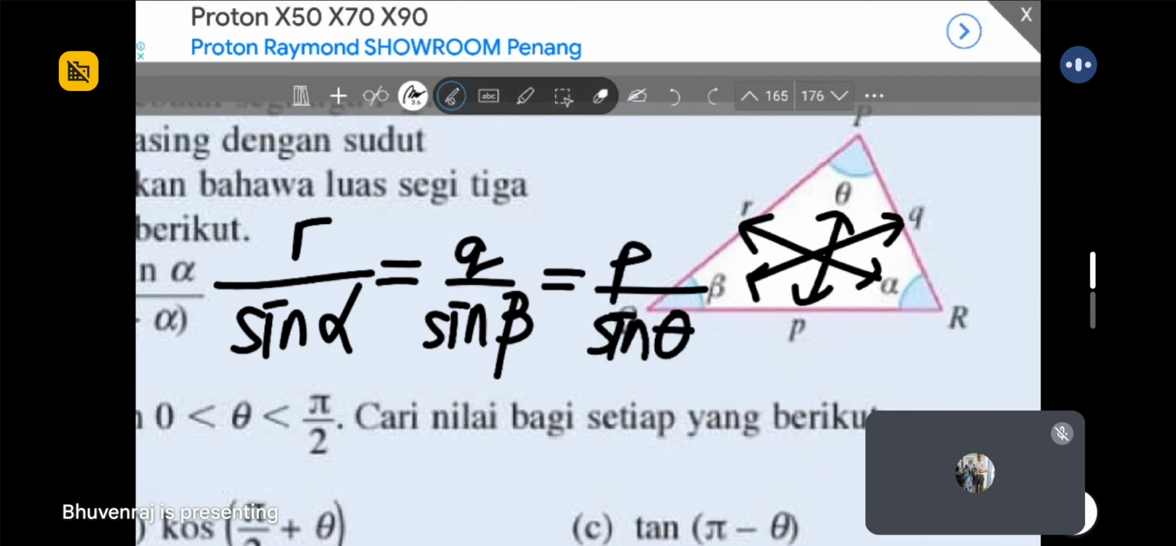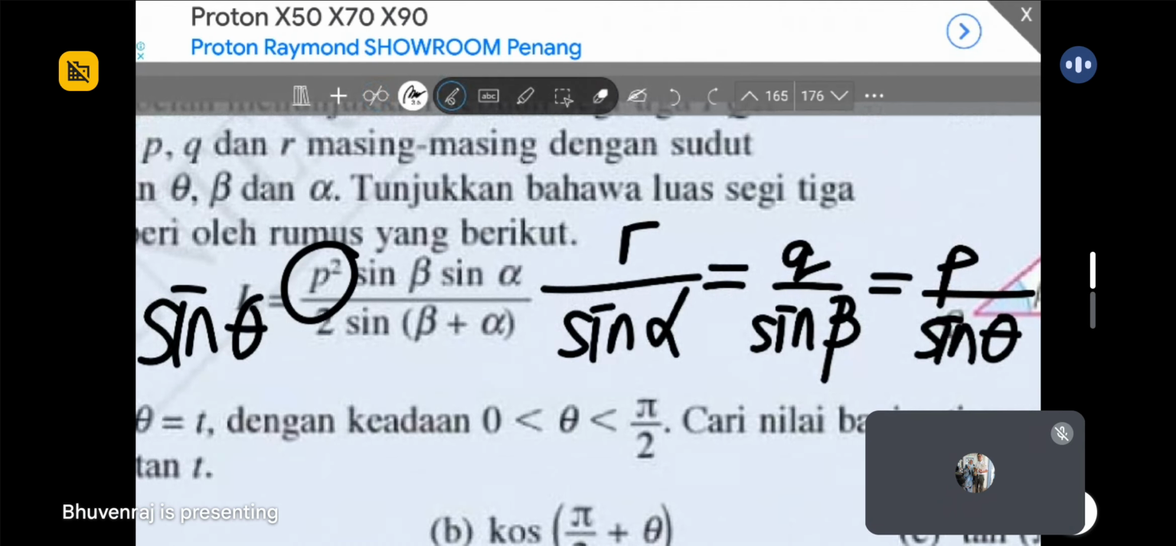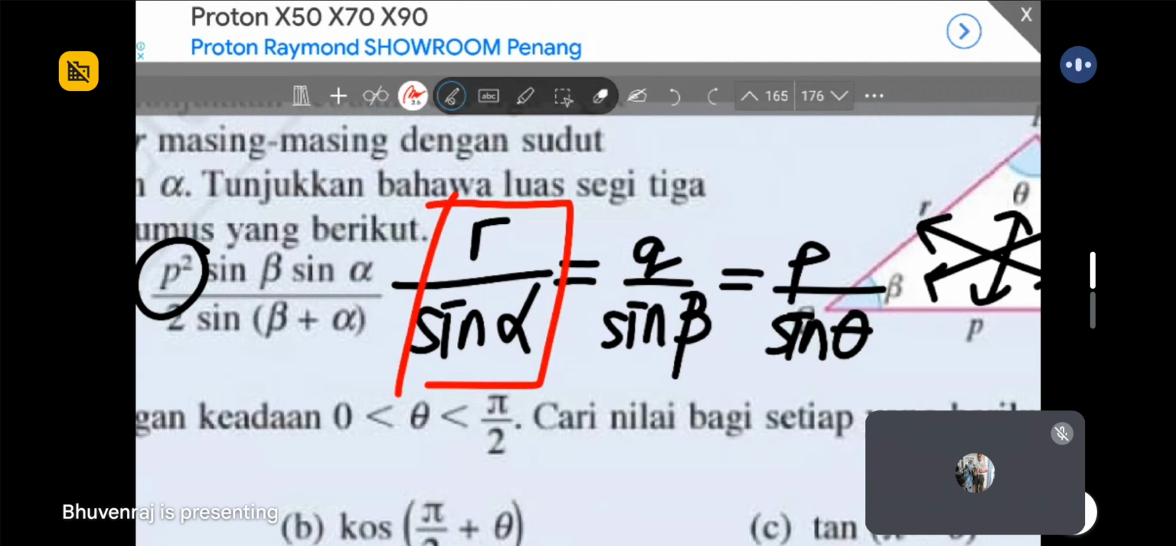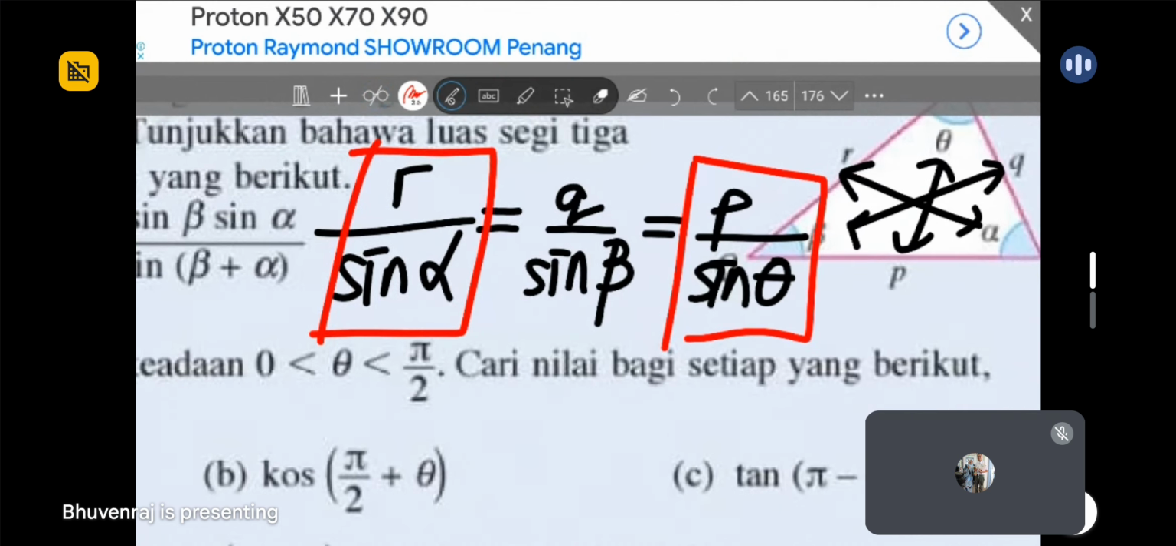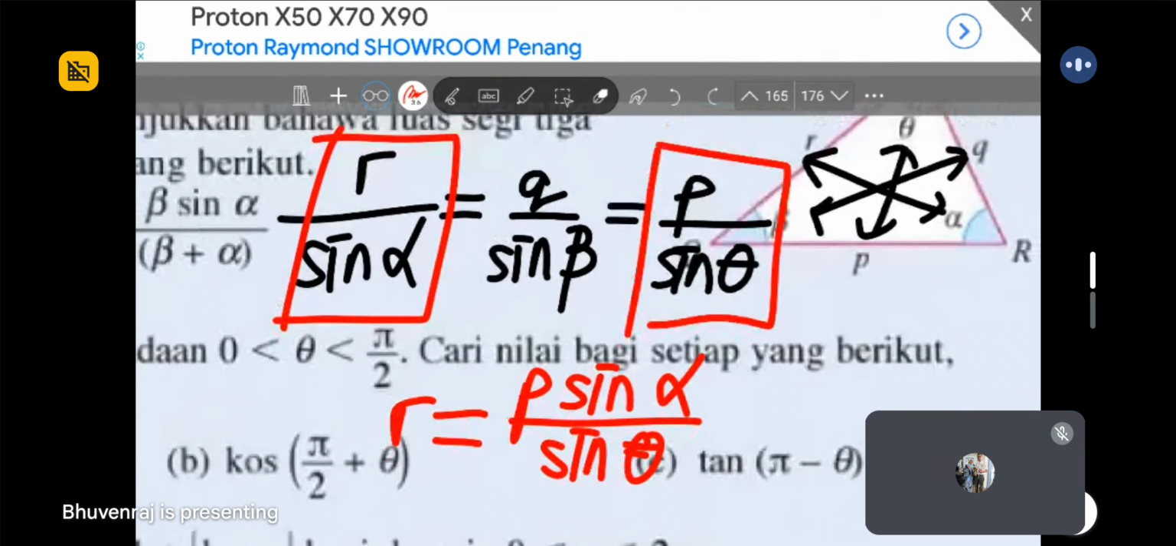So guys, if I want to express R, you see the answer, guys. You see your answer has P. Am I right? So confirm you're going to choose something which has P. Kamu kena pilih yang ada P. So that means I'm going to compare this with this directly. Saya terus bandingkan dua-dua ni. So that means you can actually find the R, right? So R, you will get P sine alpha over sine theta. This is your first information. Info pertama.